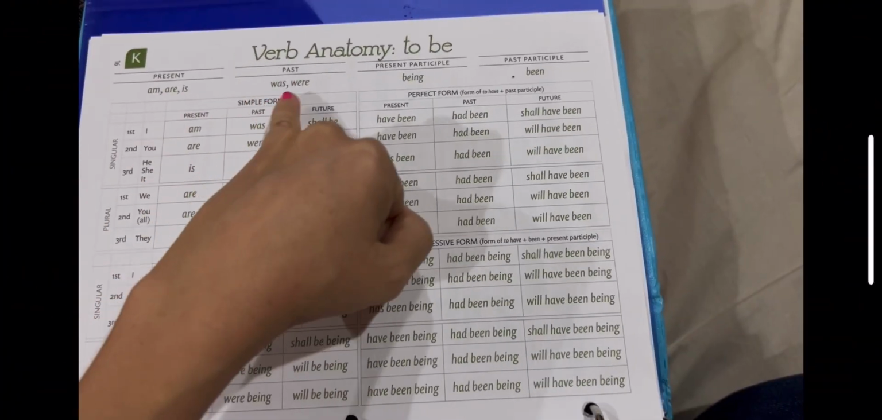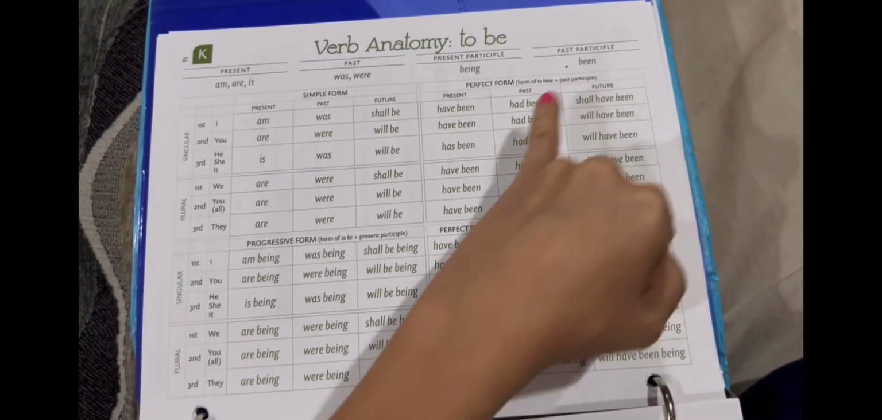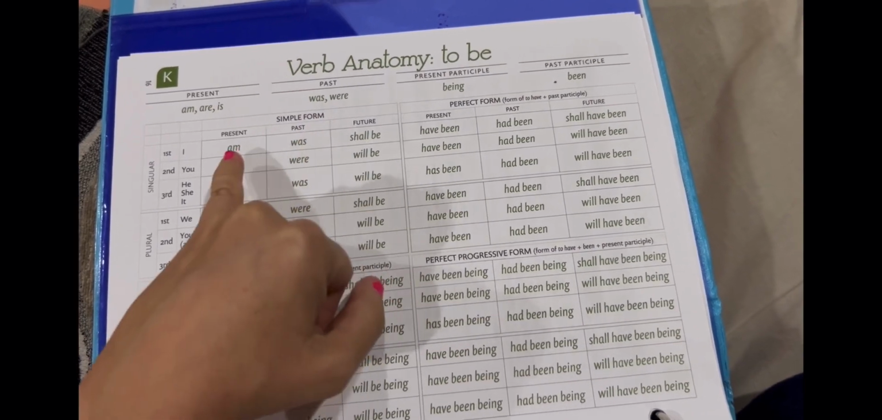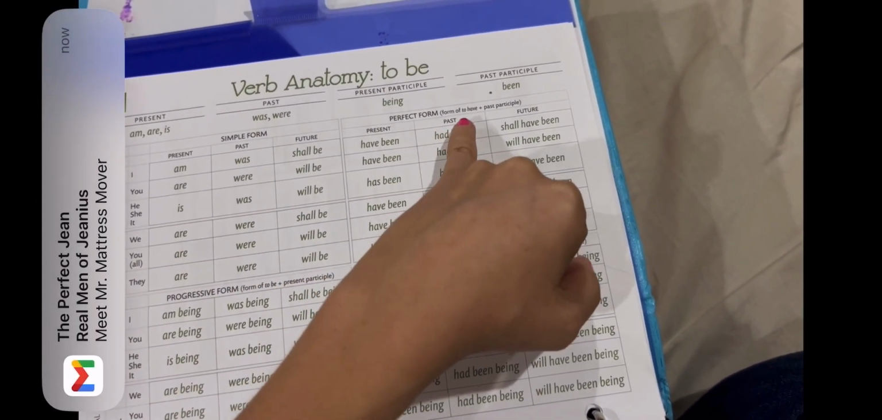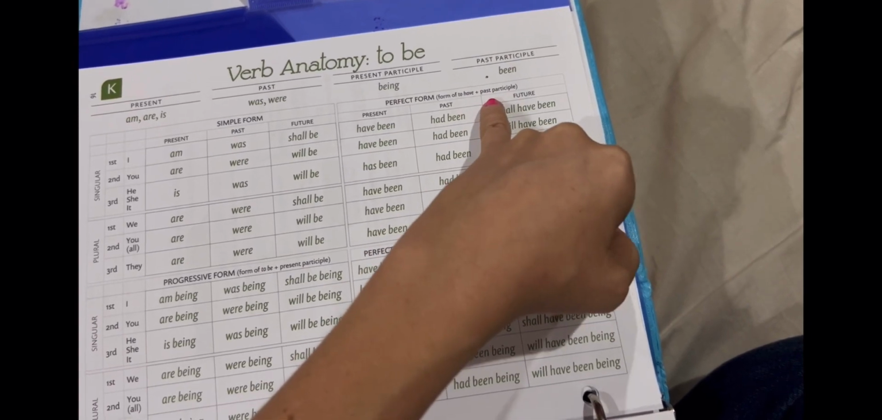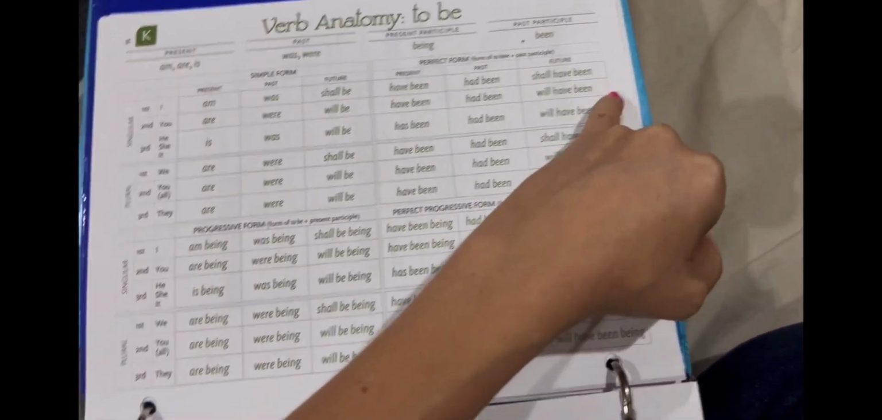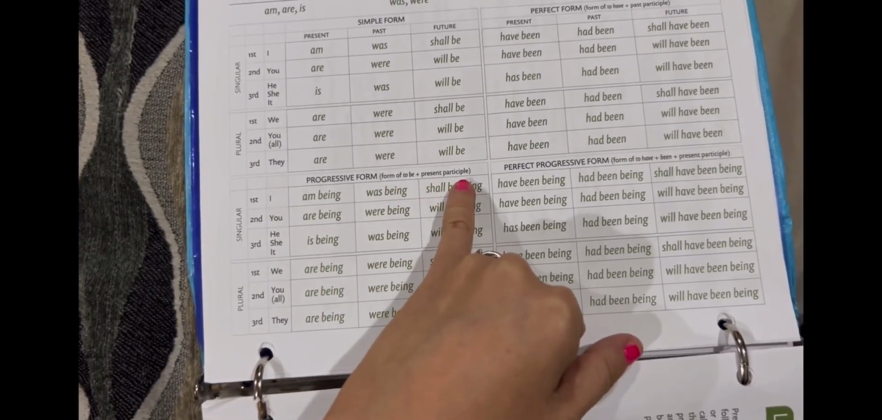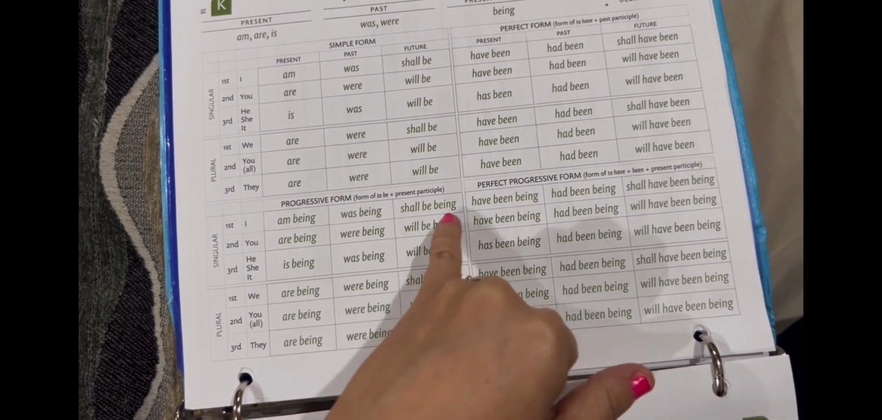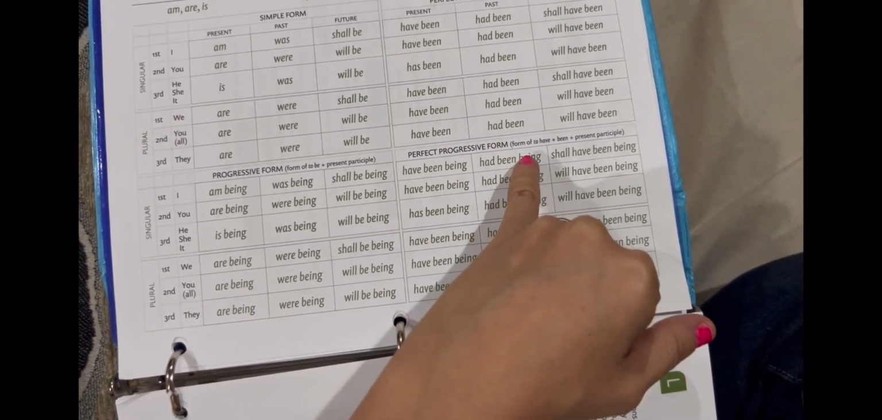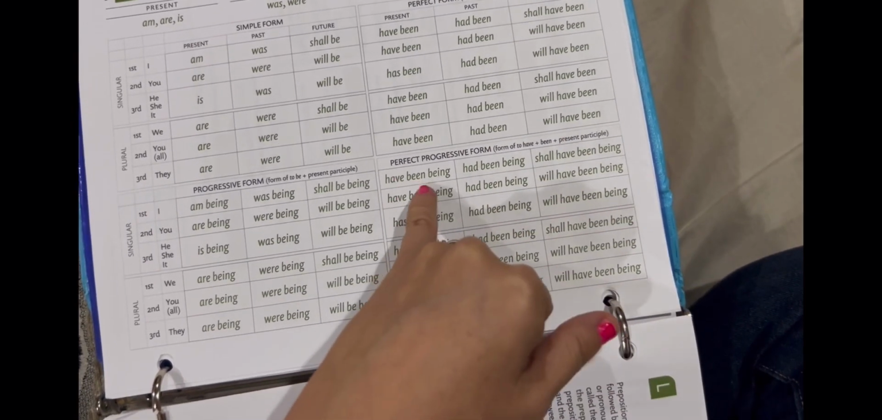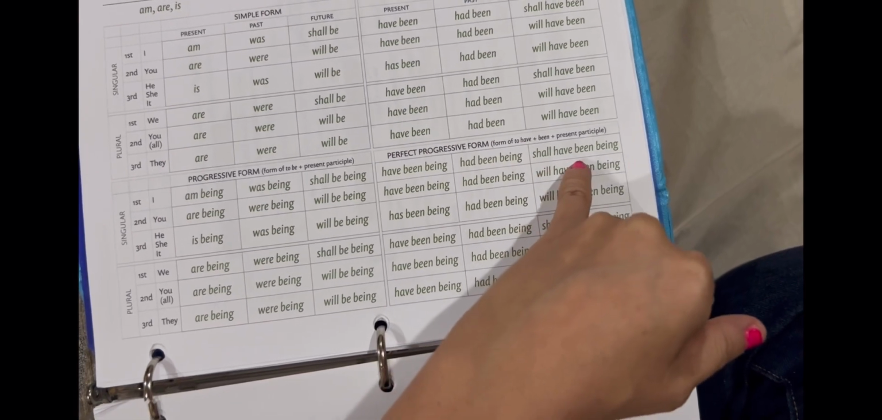Chart K. To be: am, are, is, was, were, being, been. Simple form: am, was, shall be. Perfect form: to be perfect, plus a past participle: have been, had been, shall have been. Progressive form: to be, plus a present participle: am being, was being, shall be being. Perfect progressive form: to be perfect, plus been, plus a present participle: have been being, had been being, shall have been being.